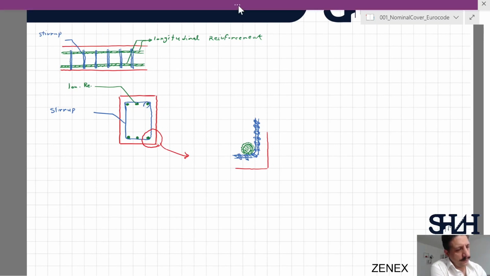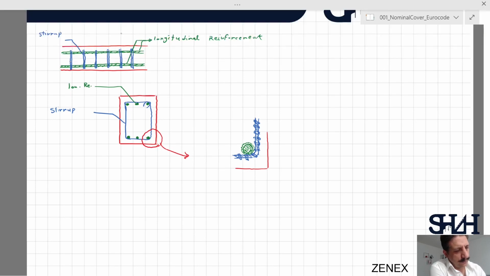So the nominal cover that we need to provide is the distance between the concrete surface to the edge of the ribs of the stirrup, if we have a stirrup. For example, for the slabs, there might not be any stirrup, so we can extend it up to the first touching rib of the longitudinal reinforcement. So in the other direction also.